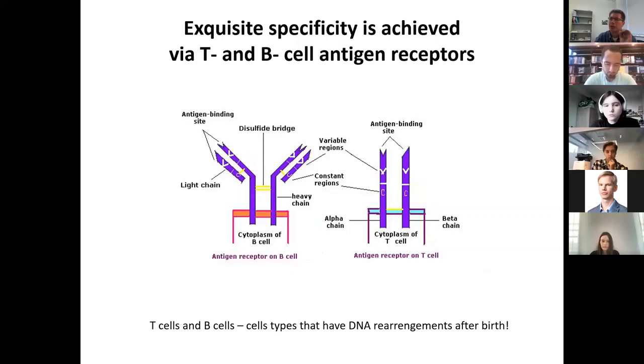And so the way this specificity is achieved is through the T and B cell antigen receptors. The way they work is in a very unique manner, which again, we're not going to go into details on, but the T cells and B cells are the only cell types that can have DNA rearrangements after the birth of the organism, planned ones. Of course, the tumor cells have plenty of DNA rearrangements, but those are not planned.